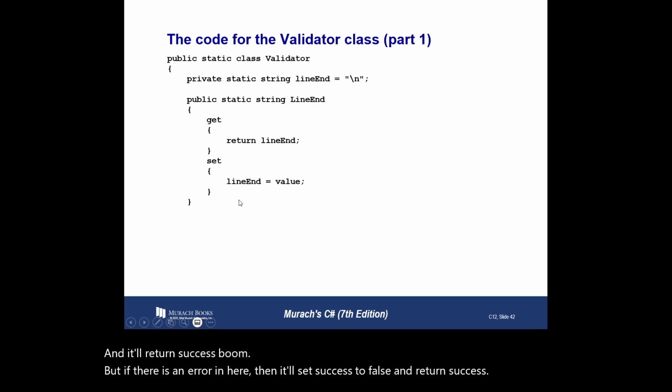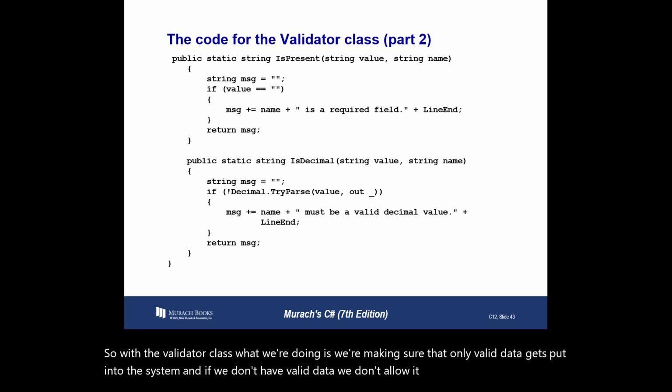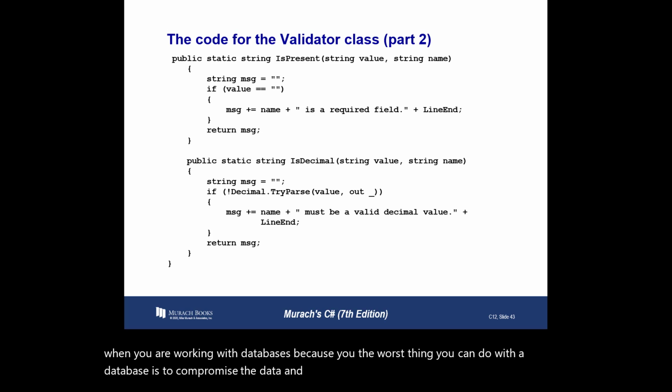So with the validator class, what we're doing is we're making sure that only valid data gets put into the system. And if we don't have valid data, we don't allow it in. This is especially important when you are working with databases, because the worst thing you can do with a database is to compromise the data and allow bad data into the system.